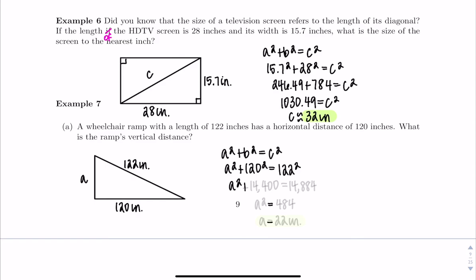So we get a squared plus 14,400 equals 14,884. But that's just a squared equals 484, or a is 22 inches.